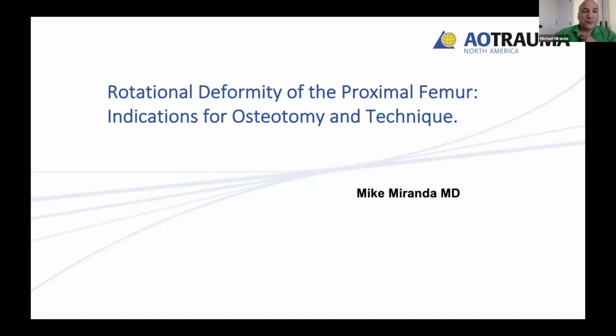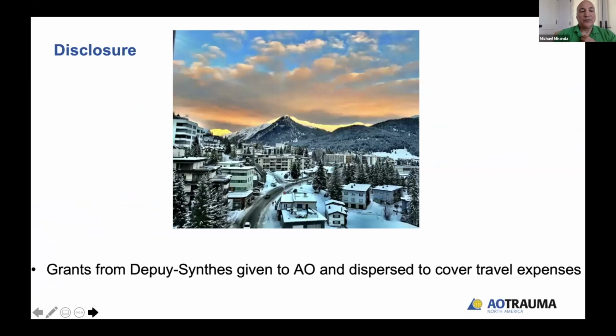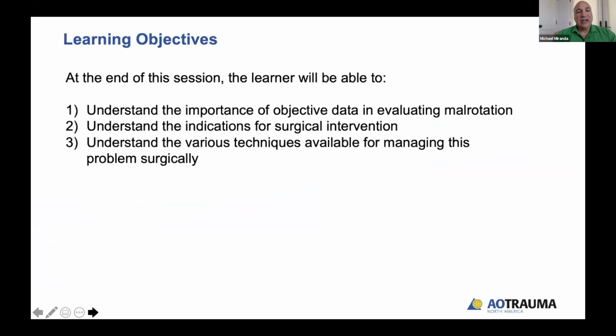So I'm going to talk to you all this morning about rotational deformity of the proximal femur, look at the indications for osteotomy and technique. Brett went over the disclosures. At the end of this session, the learner should be able to understand the importance of some objective data in evaluating malrotation, understand the indications for surgical intervention, understand the various techniques available for managing this problem surgically.